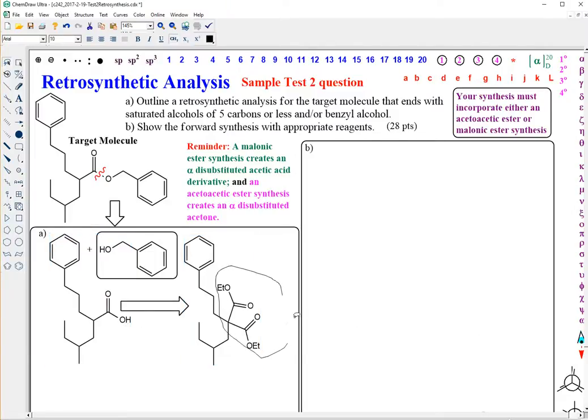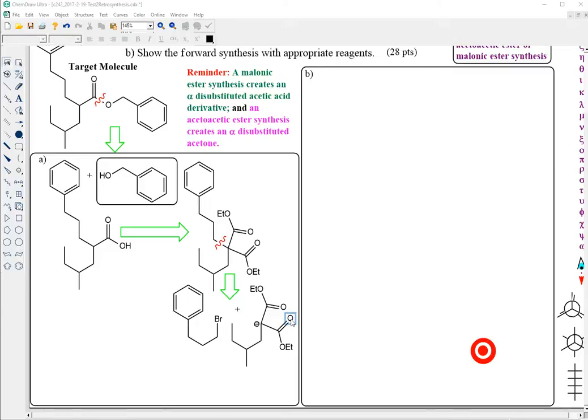This is an alpha disubstituted malonic ester. These bonds are easily made from the carbanion, illustrated next. Here's the carbanion. It will do an SN2 reaction on a primary carbon with a leaving group, creating the indicated bond from here to here. Now we must come up with where this came from and where this came from.